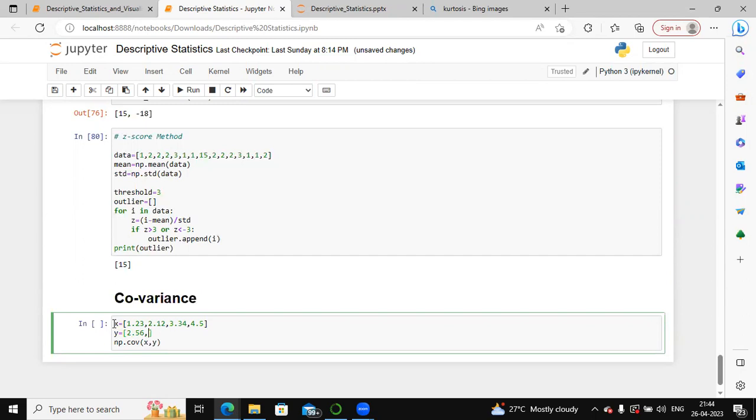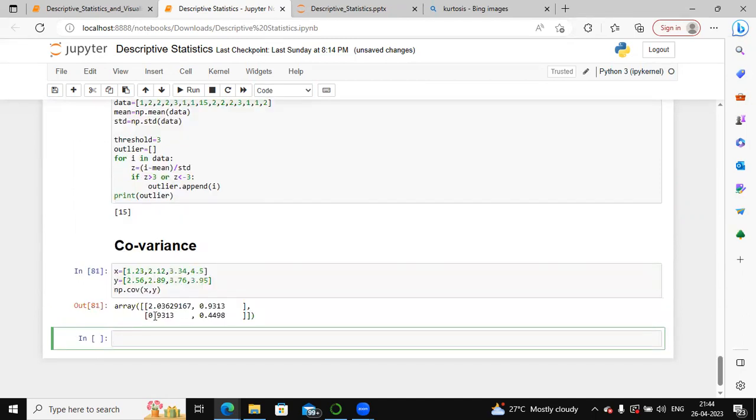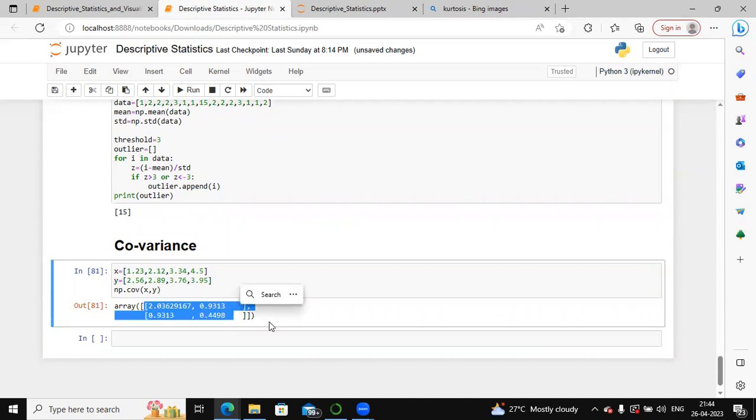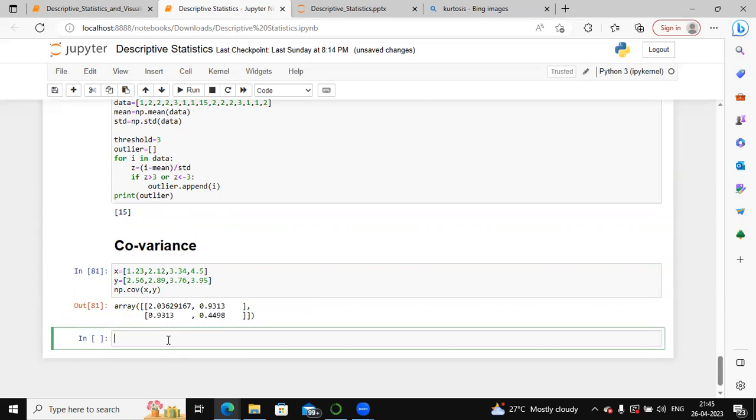2.56, 2.89, 3.76, and 3.95. So you see the covariance of x comma y comes out as a matrix. This is our covariance of x comma y. So let's find the correlation coefficient.